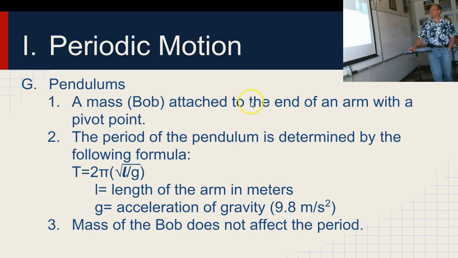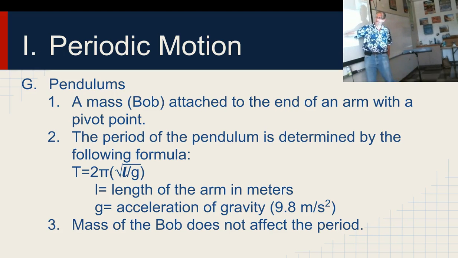Anyway, a mass called a bob is attached to the end of an arm. The arm could be rigid, or it could be flexible. It could be rope or string or a chain, or it could be an actual rigid arm. And there's a pivot point at the top. That's a pendulum. The period of the pendulum is determined by this formula, which is a little different than the spring constant one. 2 pi times the square root of L, which is the length of the arm, divided by g.